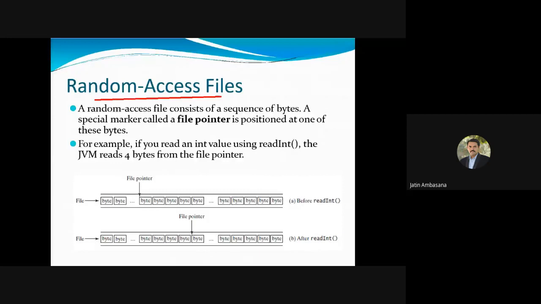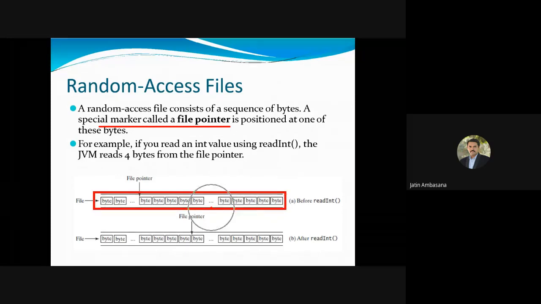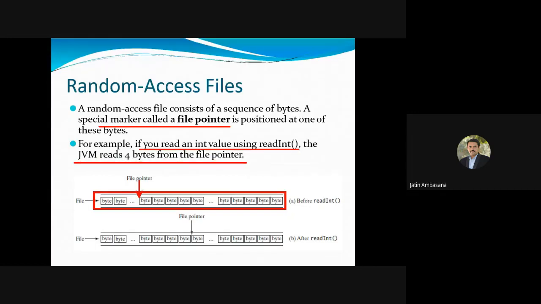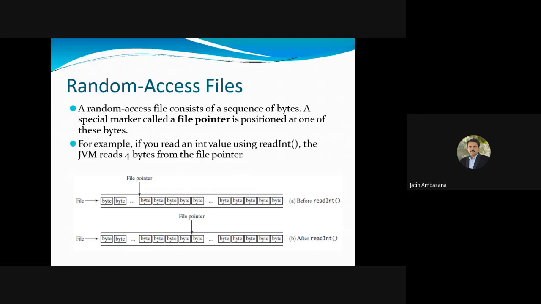Now, random access files basically consist of a sequence of bytes, and a special marker called the file pointer is positioned at one of these bytes. For example, these are the sequence of bytes contained inside the file, and suppose the file pointer is currently at this location. If you read an int value using read int, the JVM reads 4 bytes from the file pointer, because int is represented using 4 bytes.